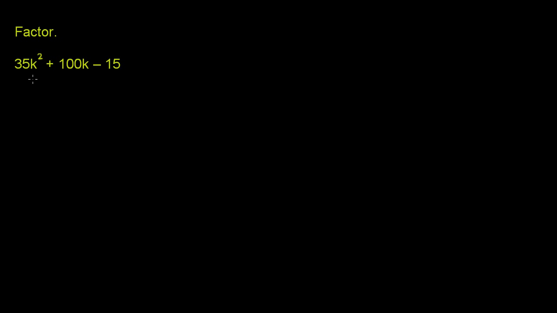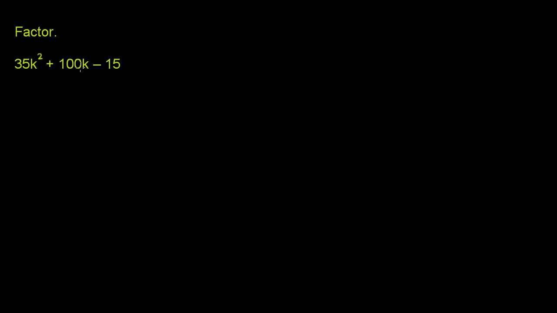We're asked to factor 35k squared plus 100k minus 15. And because we have a non-zero or non-1 coefficient out here, the best thing to do is probably to factor this by grouping. But before we even do that, let's see if there's a common factor across all of these terms. And maybe we can get a 1 coefficient out there. If we can't get a 1 coefficient, we'll at least have a lower coefficient here.